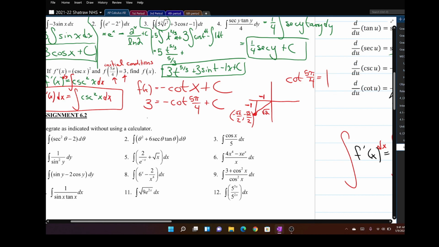And that means that I have 3 equals negative times 1 plus c. And let me solve that. I am going to add 1 to both sides, and I end up finding out that c equals 4, and therefore f of x is really, ready, negative cotangent of x plus 4. Ta-da! Good luck on the homeworks.